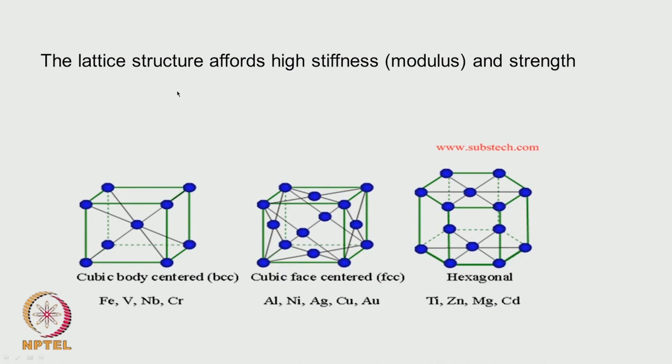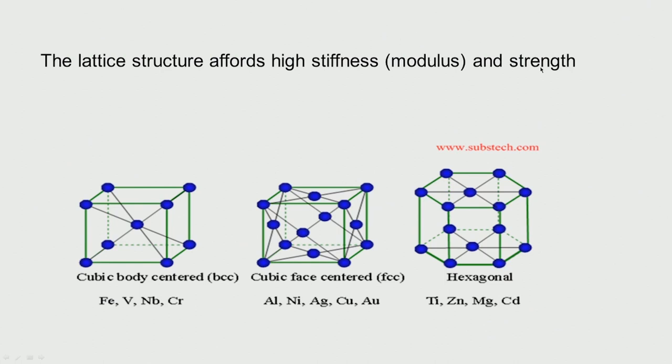Welcome to the course on medical biomaterials. We will continue on the topic of metallic biomaterials. Metals have a very unique property that is called the lattice structure. That means the atoms in the metal are arranged in a certain fashion. If you look at it as a cube, they are arranged in a certain fashion which gives them high stiffness, that means modulus, and also the strength.